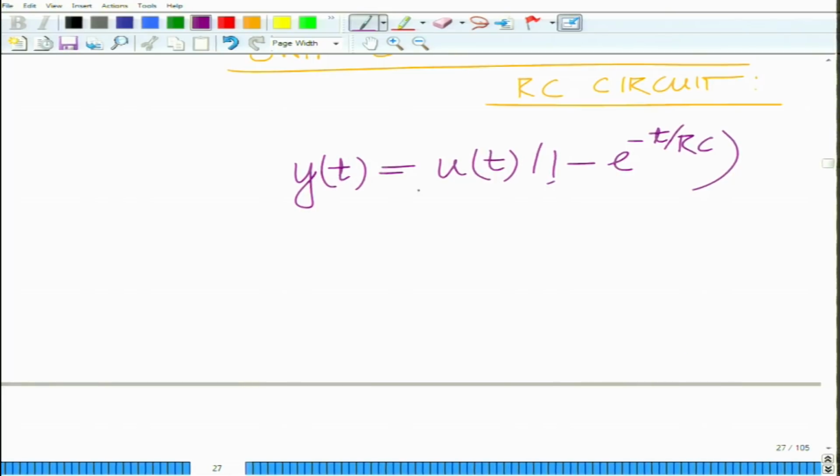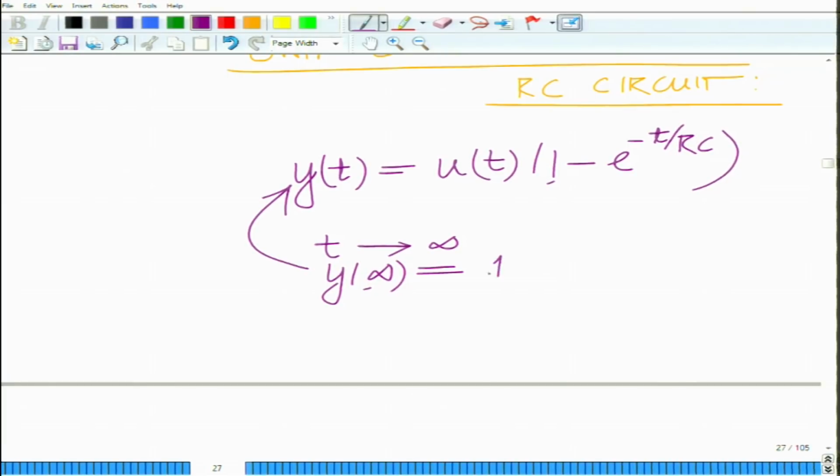Okay. Now, you can see the final value, that is, if you look at y at t tends to infinity, let us say, we can call that y of infinity equals, well, as t tends to infinity, e raised to minus t over RC tends to 0. So, as t tends to infinity, the final output is 1, all right. So, all the voltage will be across the capacitor. Okay. So, y infinity equals 1.